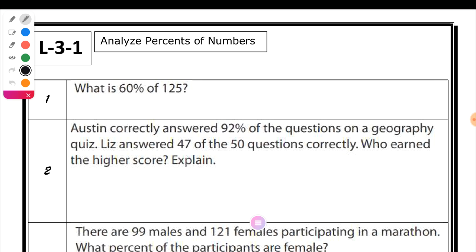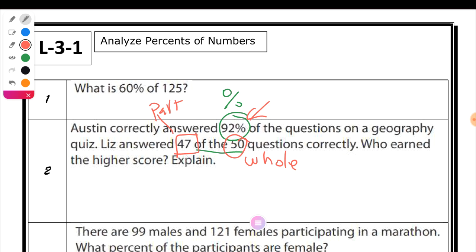Second one, Austin correctly answered 92% of the questions on a geographic quiz. Actually, I have the percent. Liz answered 47 of 50. After "of" comes always what? Whole, yes. So 47 is the part. Who earned the higher score? I know that he answered 92%.